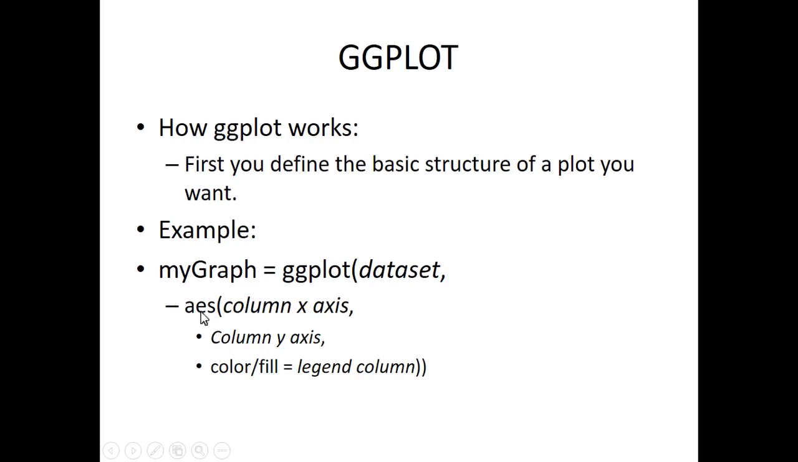AES for aesthetics is what that stands for, which I think of as which one's X, which one's Y. So X always goes first. So some column for your x-axis, some column for your y-axis, and then options for adding multiple variables. Color or fill, it depends on which graph you use. Sometimes one, sometimes both. It depends. So that's the basic idea overall.